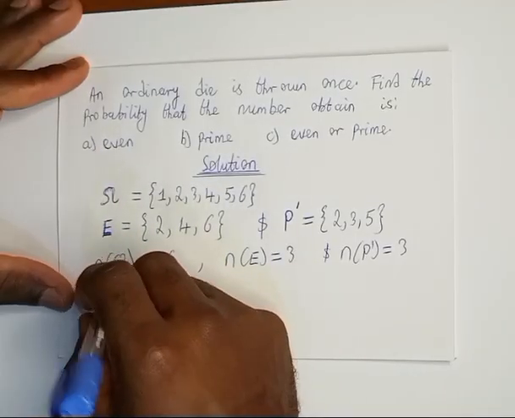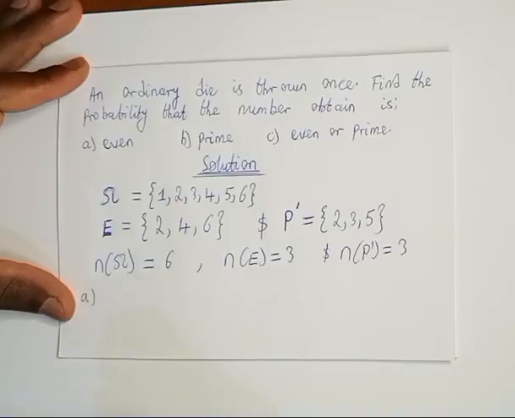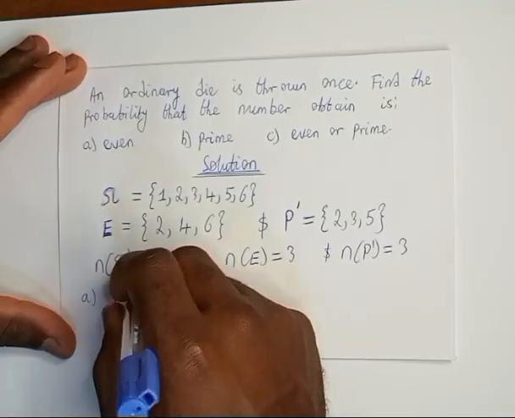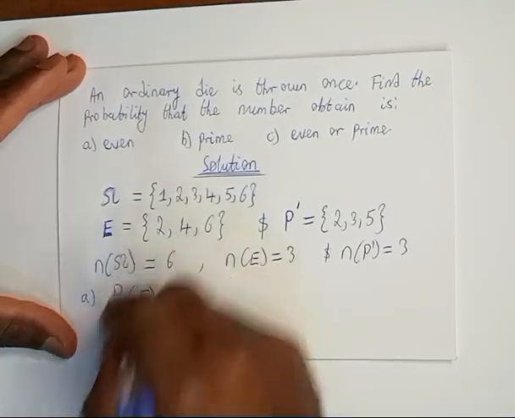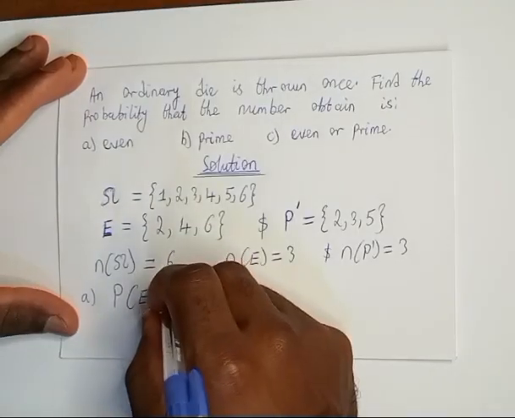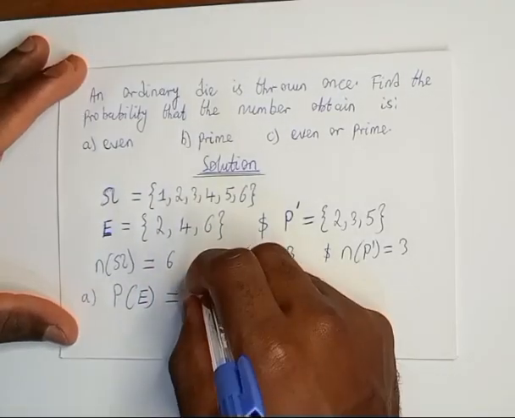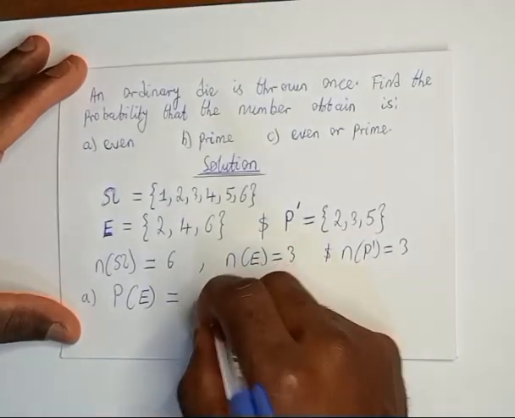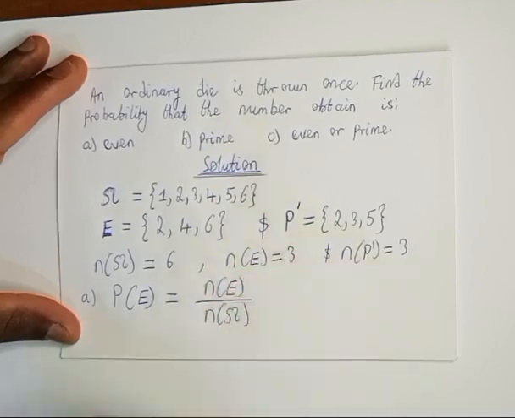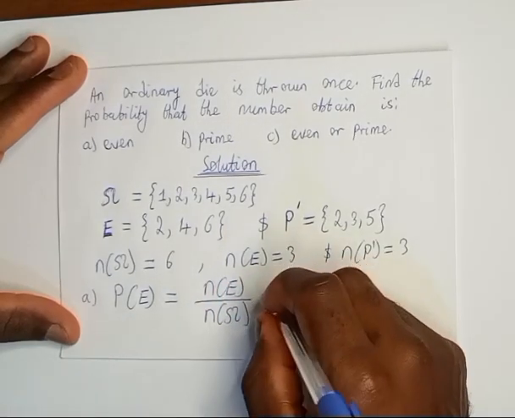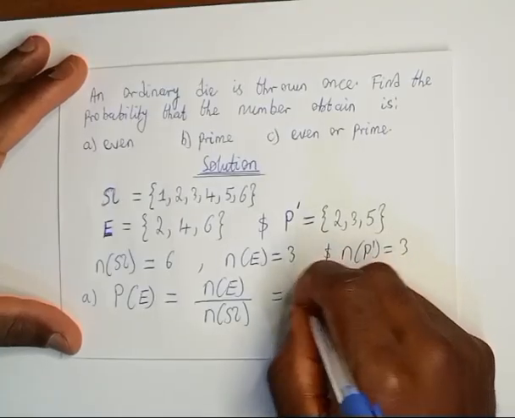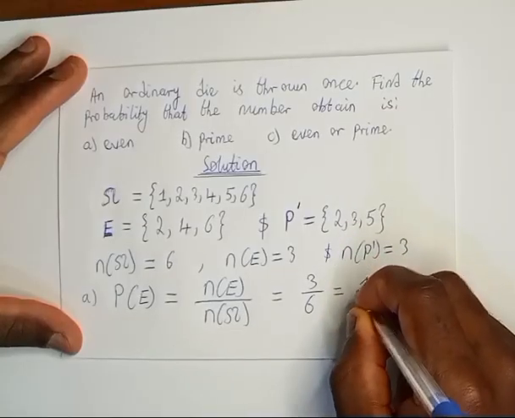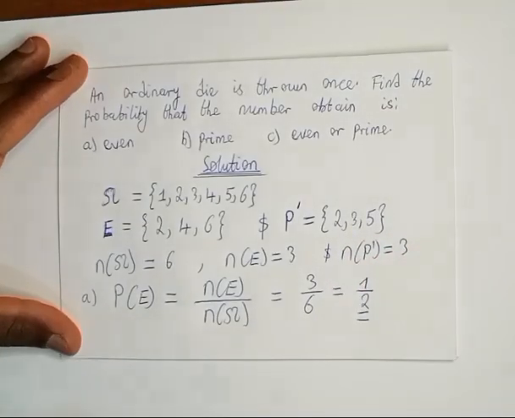For question A, we have to find the probability of getting an even number. That means we have to find P of E. P of E is simply equal to N of E divided by N of omega. And this will simply be equal to 3 divided by 6, which is a half.